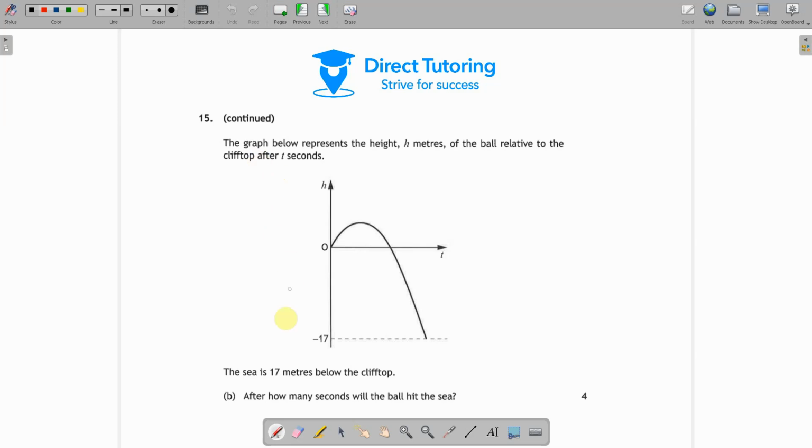Because it's saying that the sea is at 17 meters below the cliff top. So from 0 down to the very bottom is 17 units. However, it doesn't take into consideration the maximum value. It's asking us after how many seconds will the ball hit the sea. So we need to find the time, the x value, that corresponds to the y being minus 17. And we need it for time. So we need to know a value of h. We need to know how many meters it is.